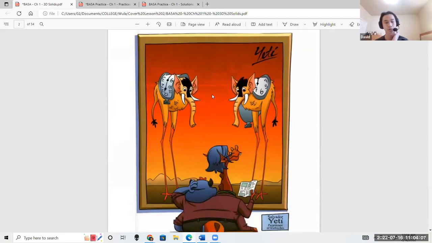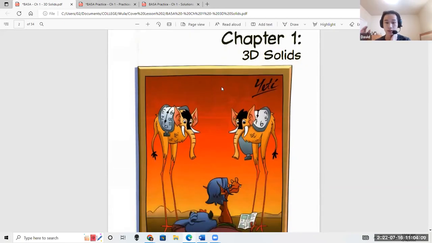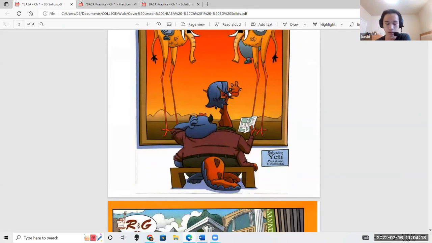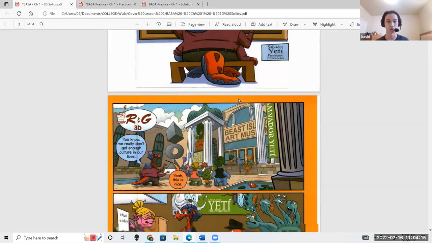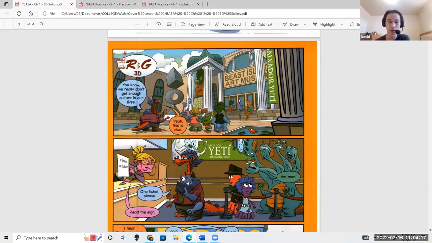Chapter one is 3D solids. I will be reading this comic textbook for you this week, but at the end of today, we'll assign it for homework and you will be reading it on your own at home. Next week, we will always make sure we cover some main points that you want to get.